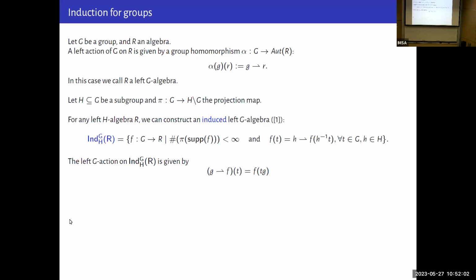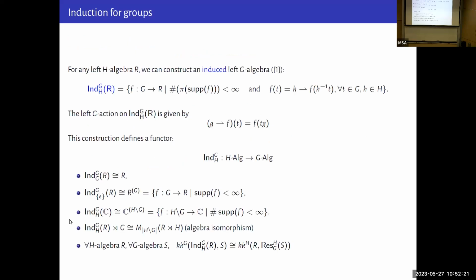And the left G action on this induced algebra is given by the following formula: G acting on the left of the function F, and we evaluate on T, is just F on TG. This is the group form. So this acts on the left, enters on the right. This construction is functorial, so we have actually a functor from the category of H algebras to the category of G algebras, and it satisfies this property. For example, if the algebra R is already a G algebra, then we just recover the original algebra or an algebra isomorphic.